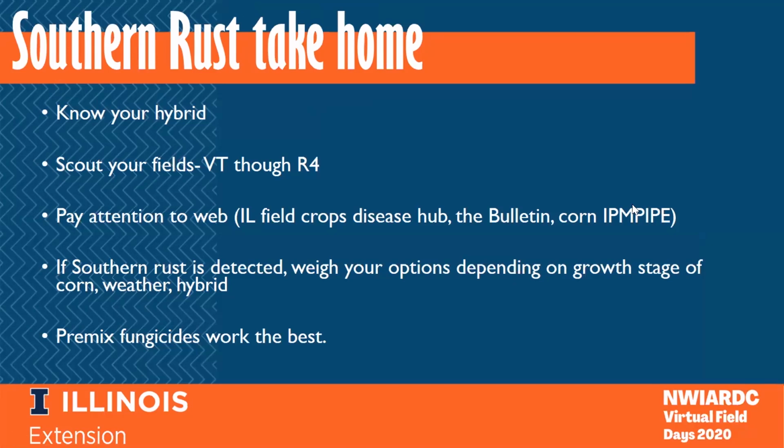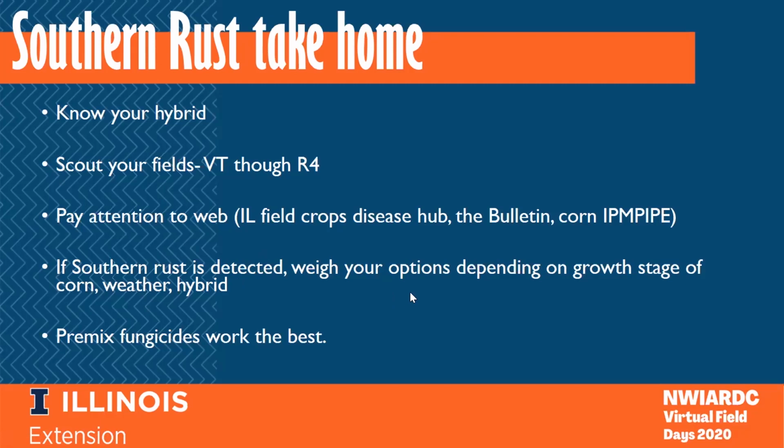We definitely need to be out there scouting our fields. I know just based on what I'm hearing and seeing, there's a lot of people out in their fields this year, just like last year, and that's great. But we want to make sure we're going from tassel through R4 or so. And the other thing is, if southern rust is detected, you want to be making sure that you're checking your growth stage and kind of weigh your options. Run through one of those calculators like I showed.